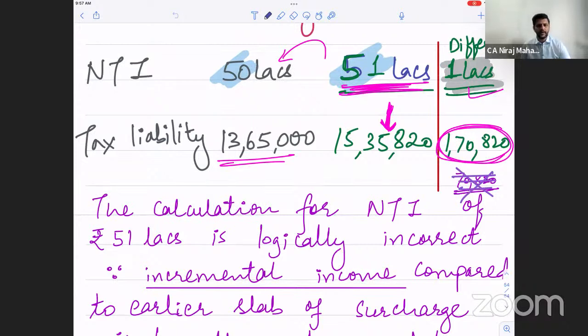See, even if I have earned 1 lakh extra compared to 50 lakhs, on that 1 lakh I'm already in the 30% slab. I'm also in the surcharge of 10%, and the 4% cess is already there. So only on that 1 lakh will the surcharge be applicable. So 30% tax plus 10% surcharge plus 4% comes to around 34,320. That should be the tax.